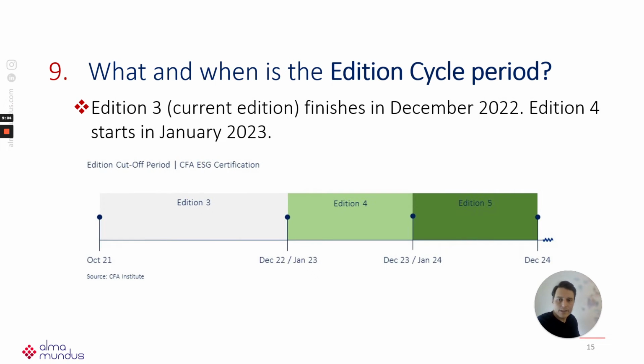What and when is the edition cycle period? We included this question here because there is a change in the edition cycle period. Edition 3, that is the current edition, will last until December 2022. Okay? The next edition, edition 4, will start in January 2023 and edition 5 in January 2024. This represents a change from previous editions that had their cutoff in October. The CFA Institute made this calendar cycle change to align the CFA ESG certification with other CFA programs.